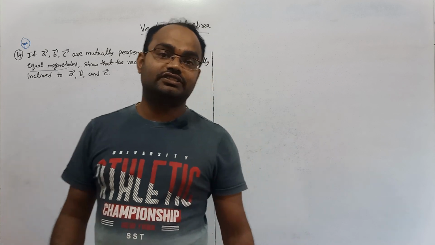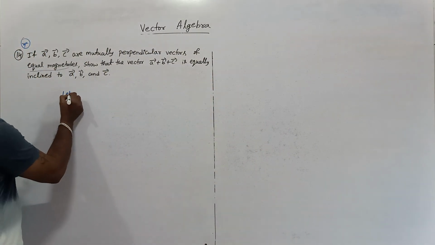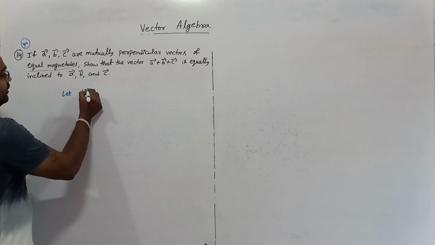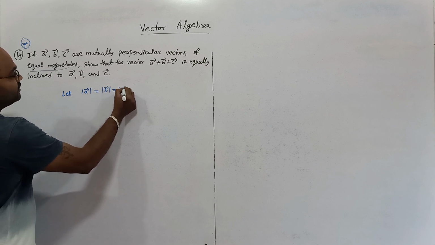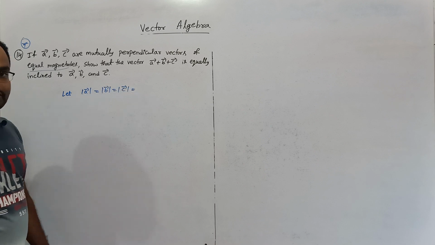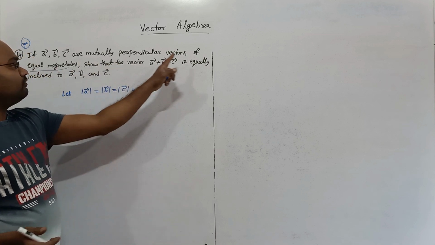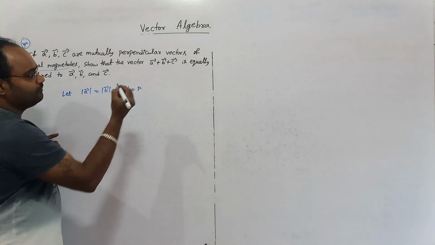Okay, so let us take it like this. I'll consider, let us take magnitude of vector A, magnitude of vector B, magnitude of vector C, let us take all of them equal to one value because they have equal magnitude. All these, let us take a value P.